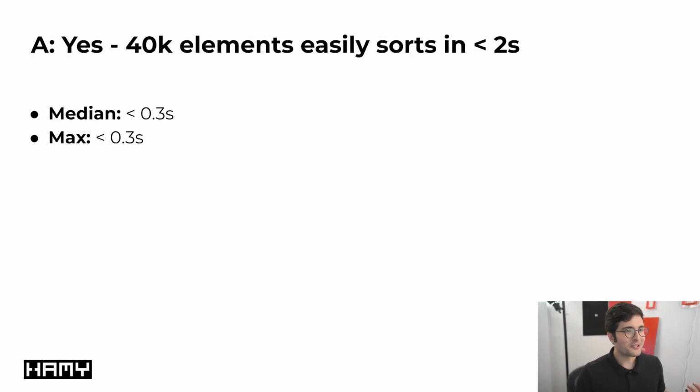And so the executive summary, the answer is yes, we can totally sort 40,000 elements easily in less than 2 seconds. Of course, all those caveats we talked about before, but this is totally possible. The median in my benchmark runs is about 300 milliseconds, and the max that we saw in these runs was also about 300 milliseconds, which is way below the 2 second constraint and latency that I set out for myself for that assumption.